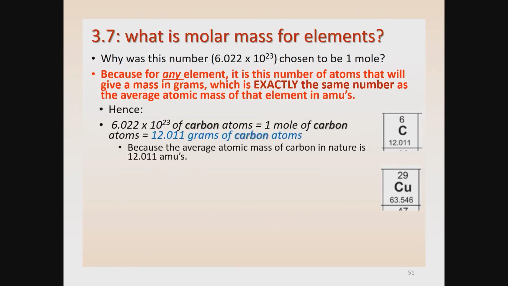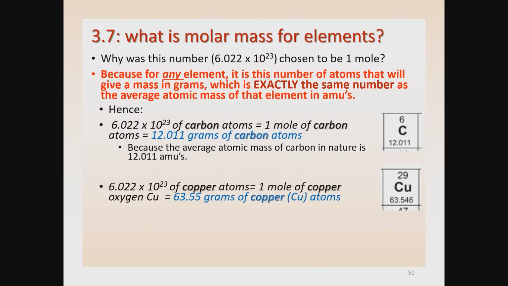So let me give you an example of that. So let's say you have 6.022 times 10 to the 23 carbon atoms. Well, you now know that's 1 mole of carbon atoms. Again, when you have 1 mole of carbon atoms, which is that number of carbon atoms, then the mass of carbon atoms you have is the same number as the average atomic mass that you see in the periodic table for carbon. So that 1 mole of carbon should have 12.011 grams, because that is the average atomic mass of carbon in the periodic table.